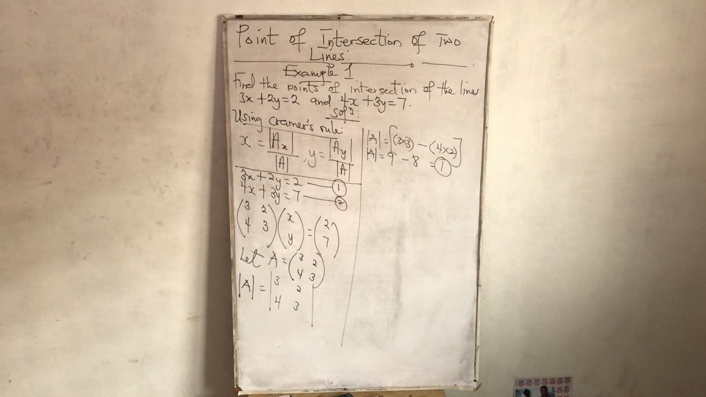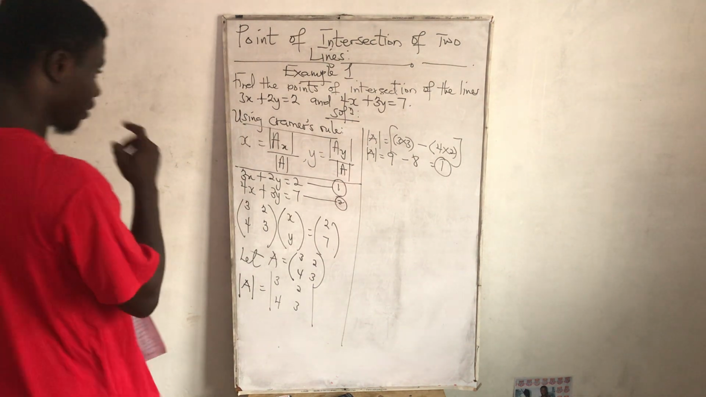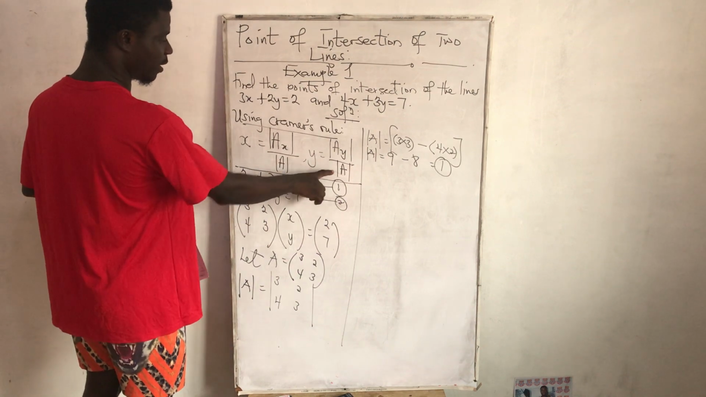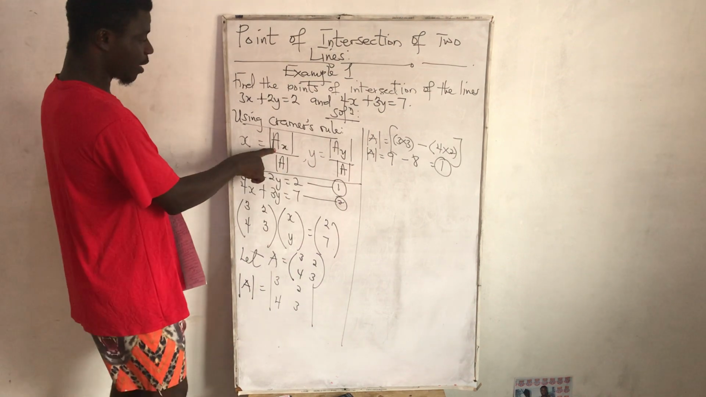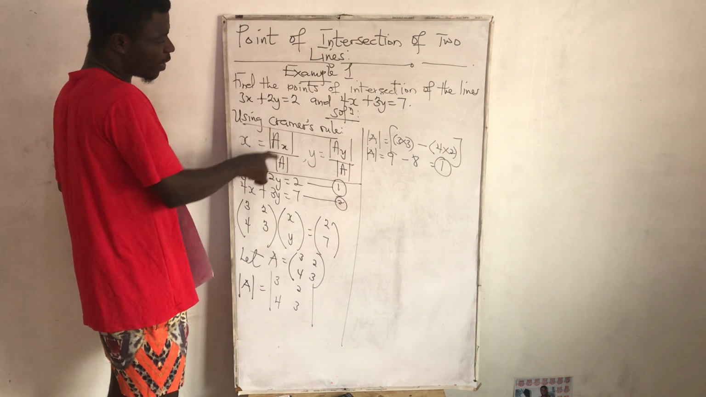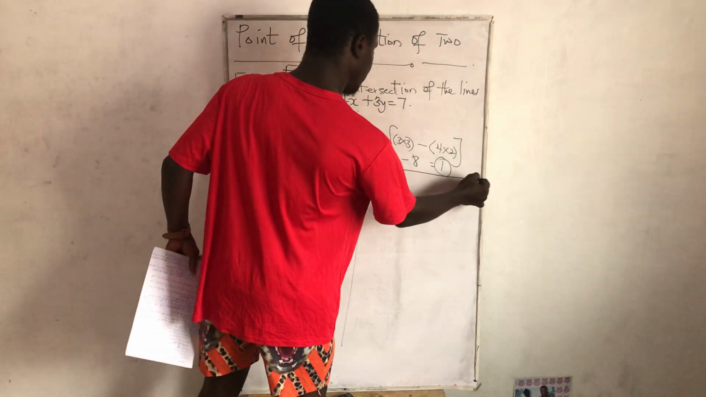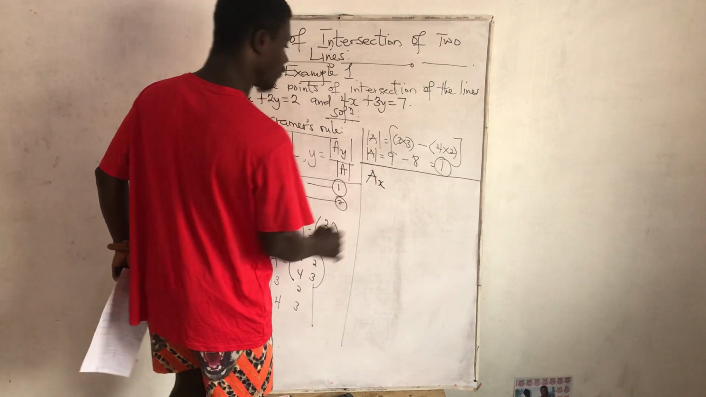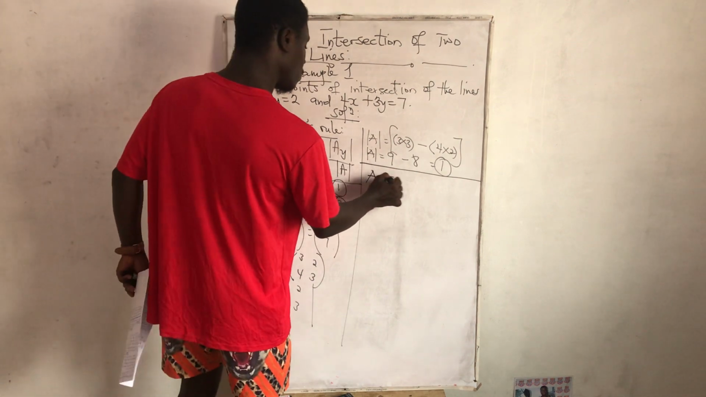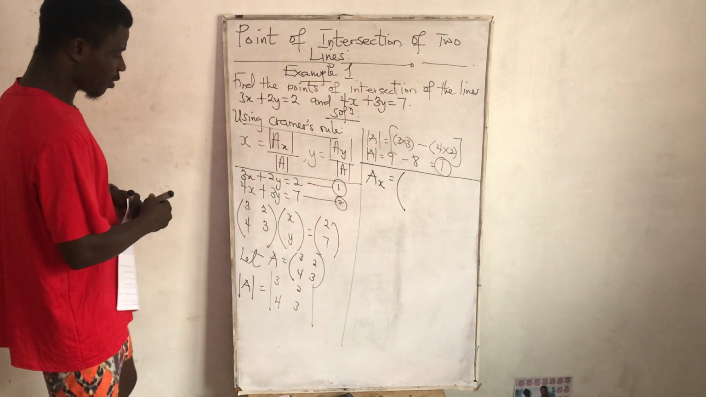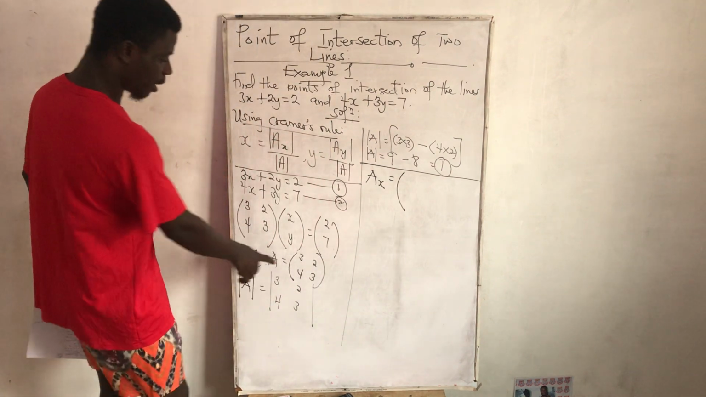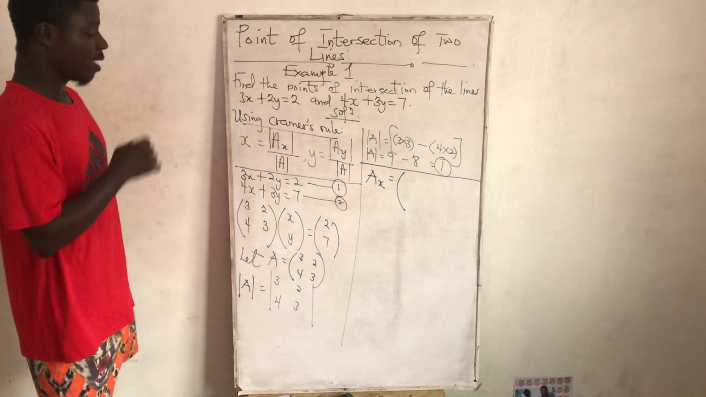Alright, so now we know our determinant of A, right? So we can find our determinant of AX. How can we find the determinant of AX? Let's obtain AX first. To obtain AX, watch here. We have our matrix A, which is 3, 4, 2, 3, right? In column form, that's 3, 4, 2, 3, right?